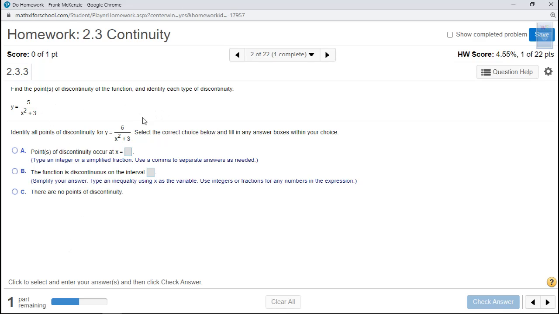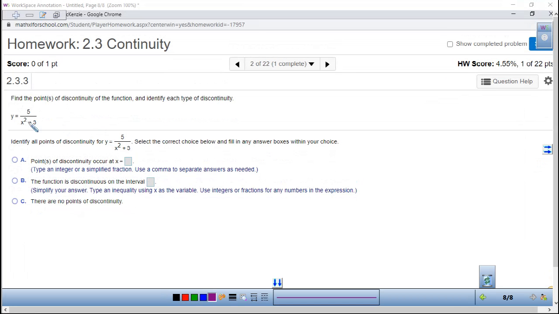All right, so same thing here. We're finding the point of discontinuity. For this one, we're looking for where x squared plus 3 equals 0.